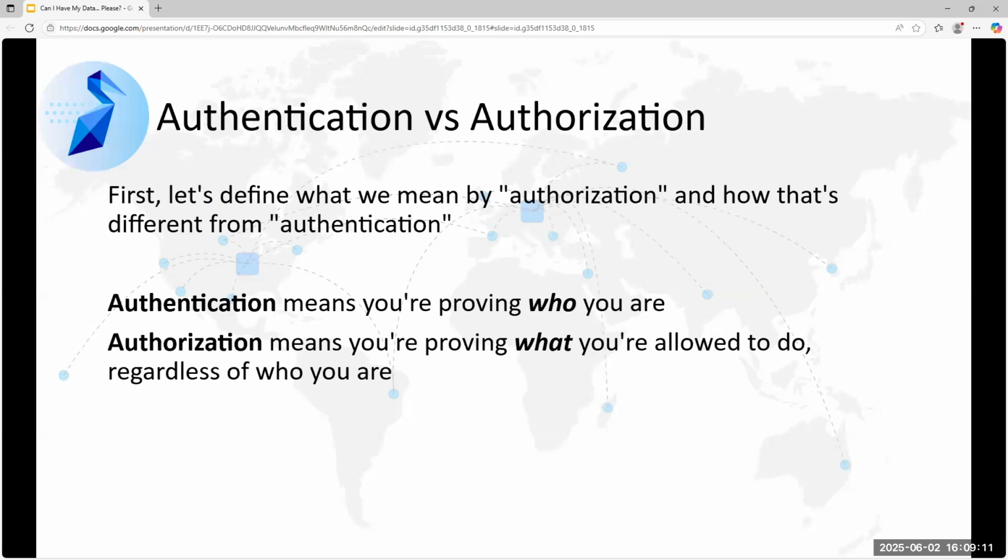On the other hand, authorization means proving something about what you're allowed to do. It doesn't care who you are. All it cares about is what permissions you're being given. And again, in Pelican, we're not dealing at all with the who part. We're dealing with the what part.